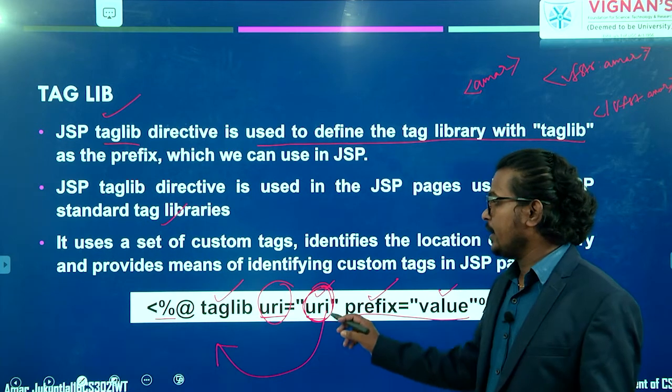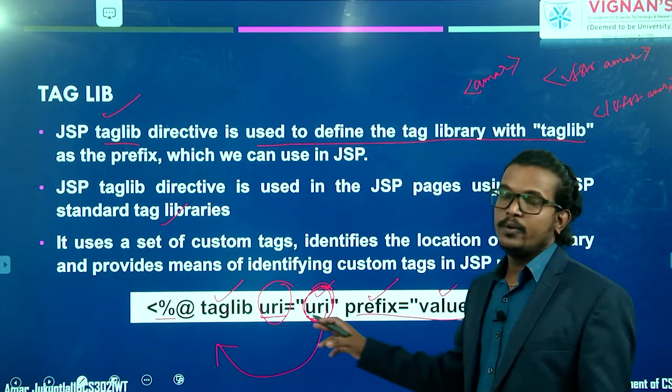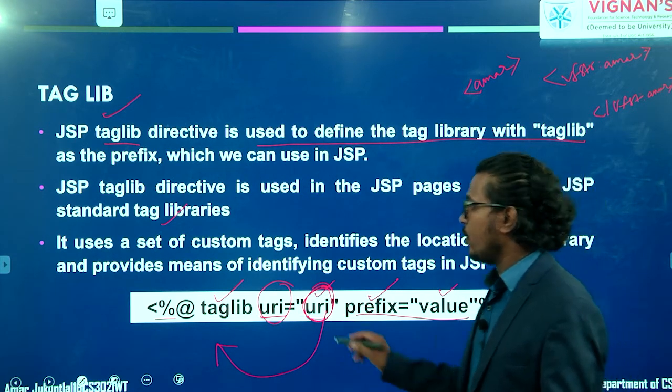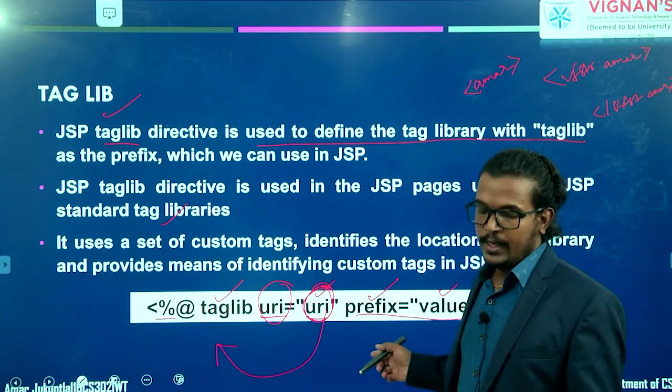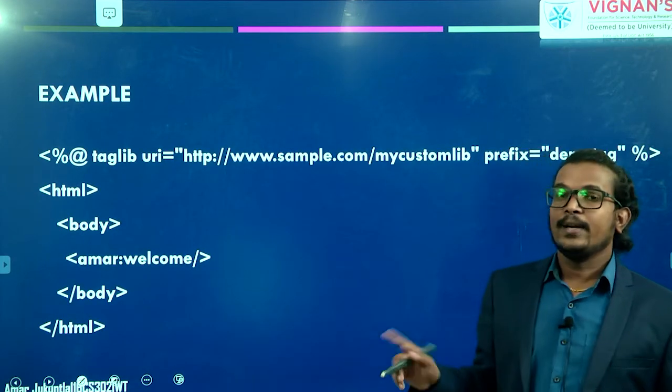URI means what here? Universal Resource Identifier, that is the URI. Clear? It is not a URL, it is a URI that we have to pass here. So first we'll see one example here.